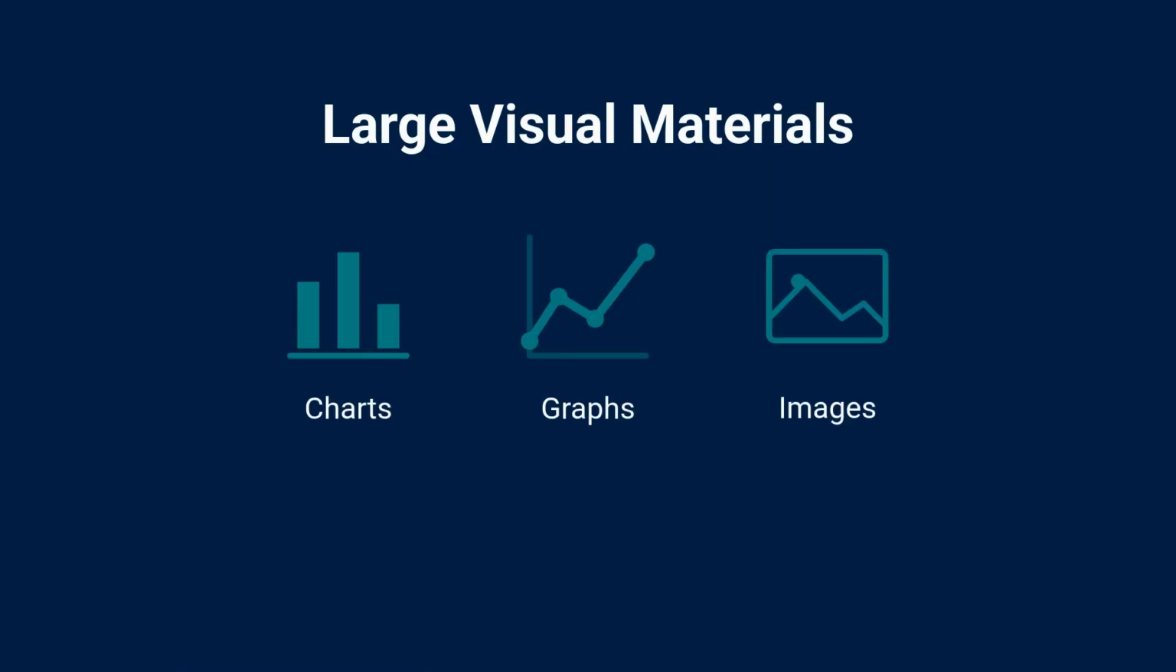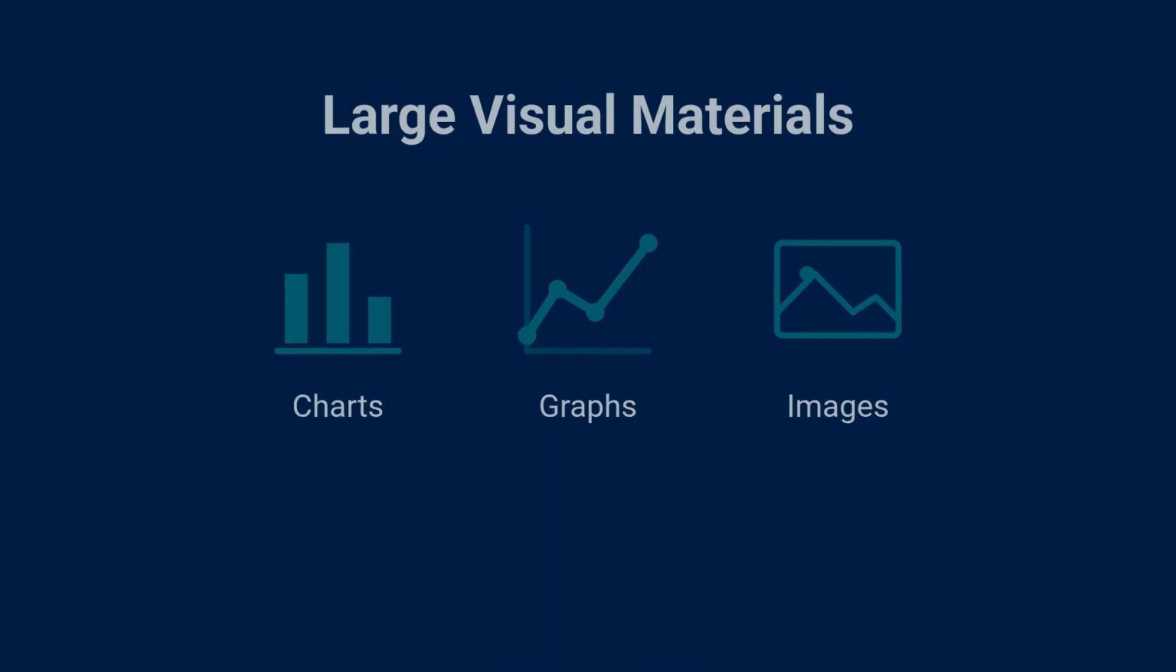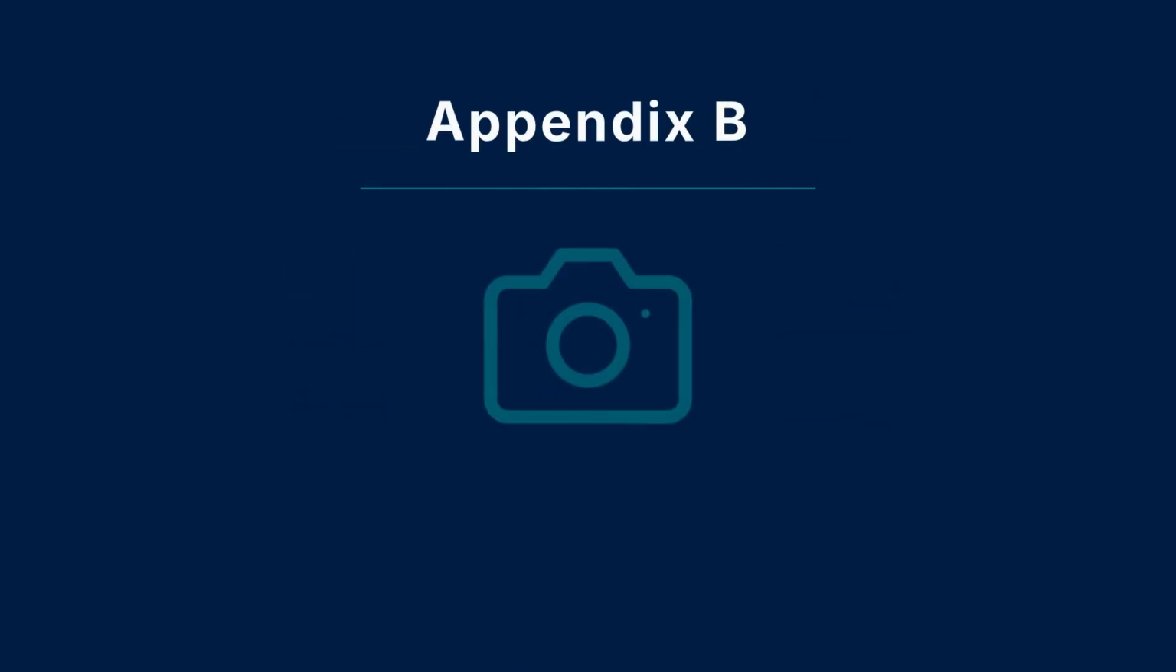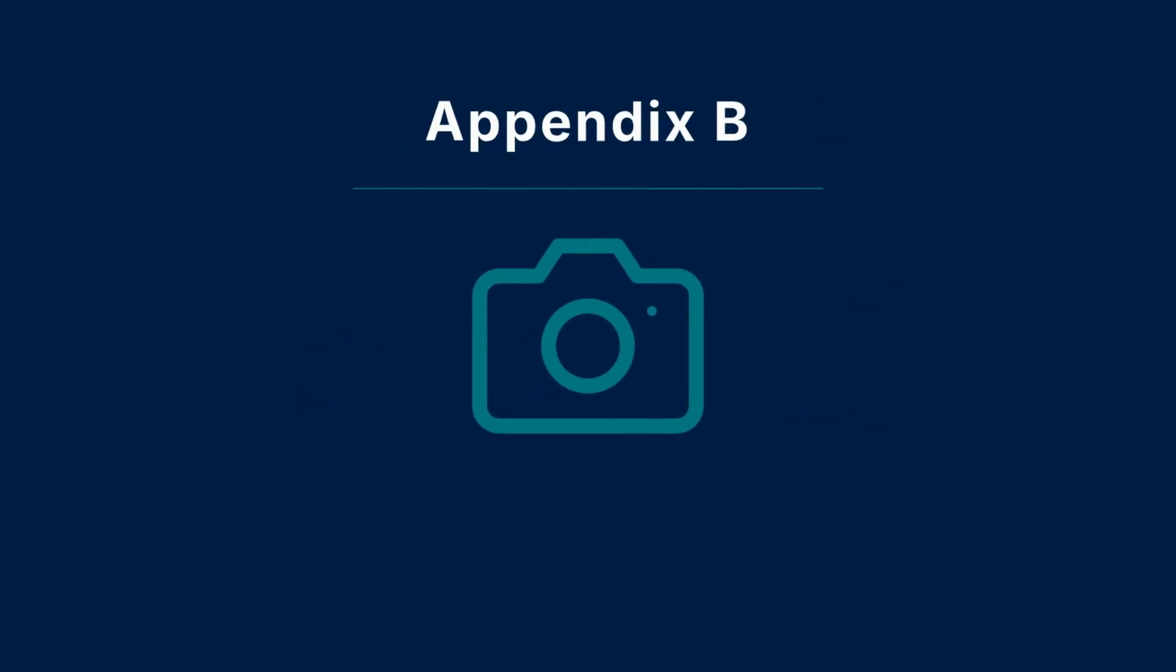Appendices are also useful for visual materials like charts, graphs, or images that are too large or detailed for the main thesis. For example, Appendix B includes photographs of the experimental setup.